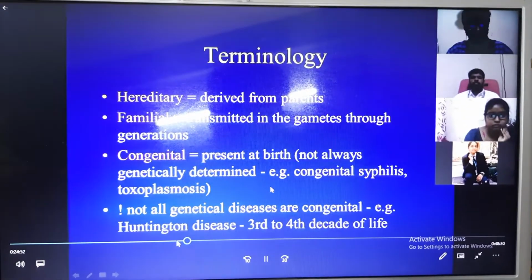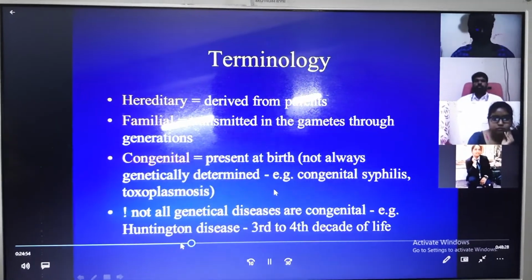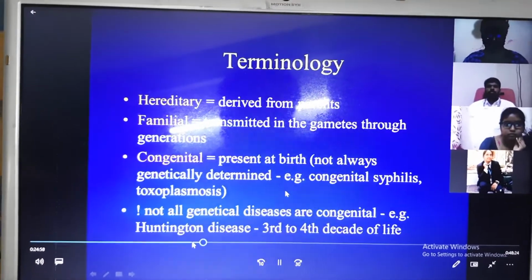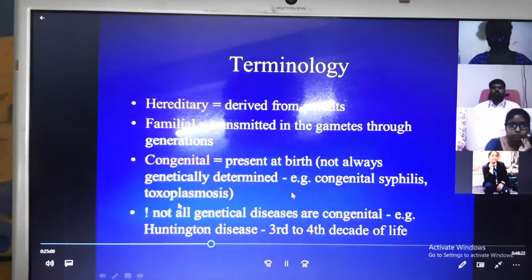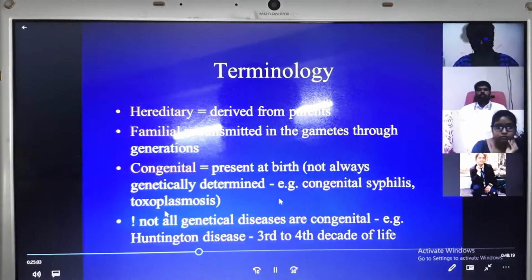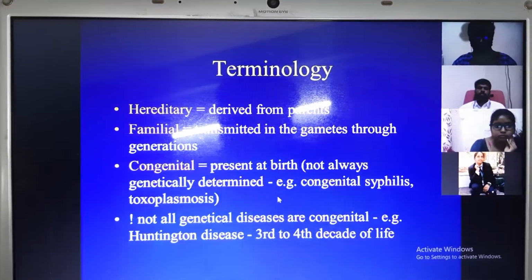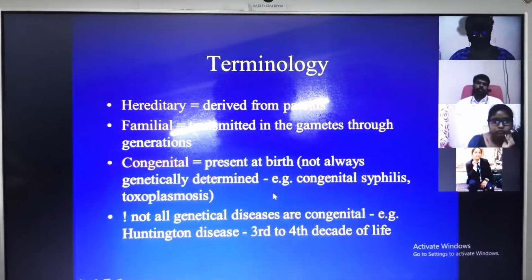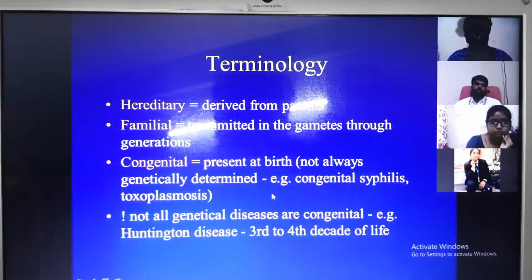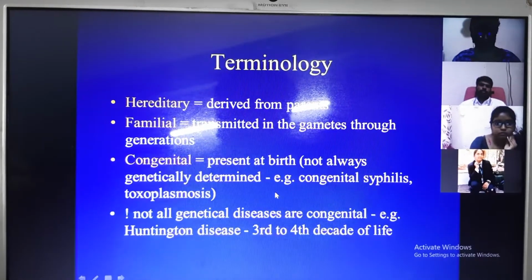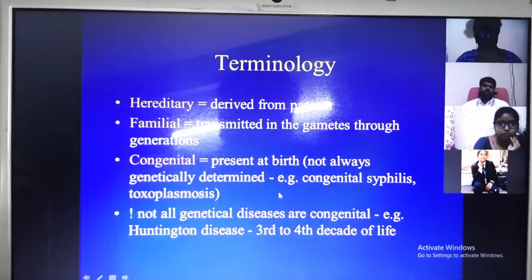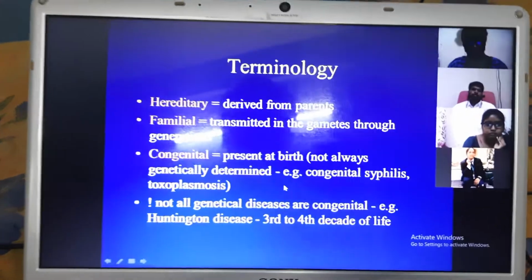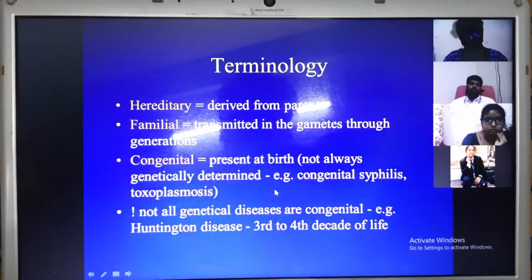The first most important term is hereditary, which means we all know that these are the traits or the characters that are derived from the parents, grandparents, and from the four generations. So the second one is the familial. So what's the difference between the hereditary and the familial? Familial is something wherein you can track for more than 3 or 4 generations. So it's just transmitted through the gametes through generations.